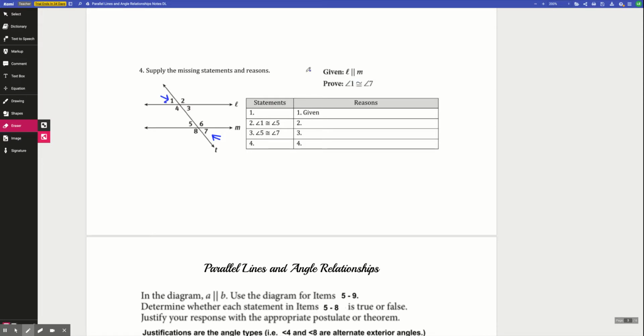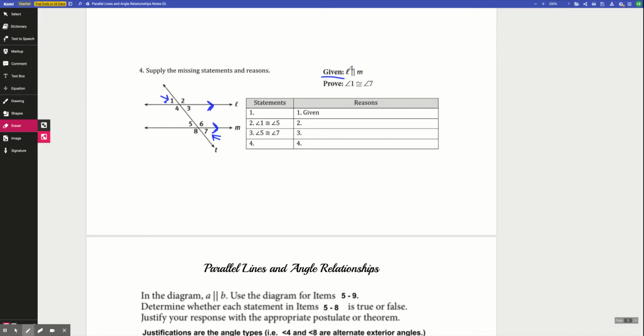Okay, so with any proof, you always start with what is given to you. And a great thing to do when you start writing a proof is, if there's anything that they give you that's not already marked on the diagram, you should mark that information on the diagram. So we have that L and M are parallel. So I'm going to draw these little arrows. I'm hoping you remember that from the notes video on the line so that I know that they are parallel. Okay. All right, so here I have my statements that I have to write.